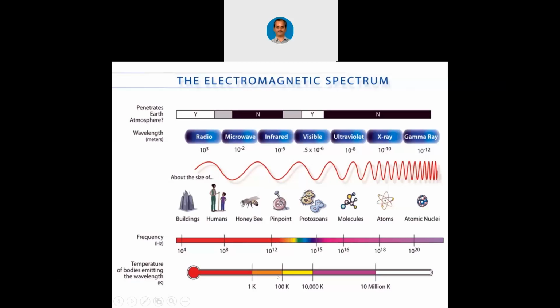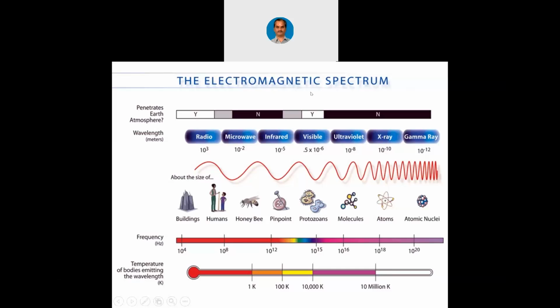Now, temperature of bodies emitting the wavelength, you can see here 1000 degrees, 100,000 degrees, 10,000 degrees, that way it goes on. Kelvin, not degrees. 1 Kelvin, 100 Kelvin, 10,000 Kelvin, 10 million Kelvin, that way it goes on. That means when the frequency increases, temperature is also increasing. So, right from the radio frequencies till gamma rays, this is called the electromagnetic spectrum.